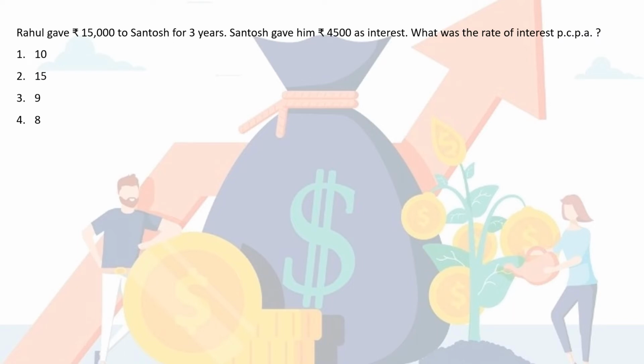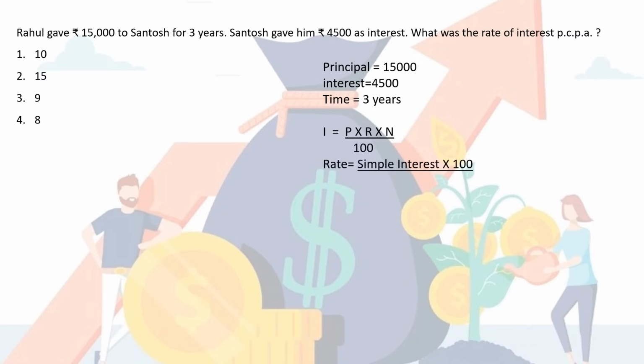So what is given to you? Rahul gave 15,000 rupees to Santosh. उसने दिया था 15,000 rupees, मतलब principal है हमारा. For how many years? 3 years. Then Santosh gave him 4,500 as interest. ठीक है? What was the rate of interest % per annum? So we have to find out R. ठीक है? Interest has been given 4,500.